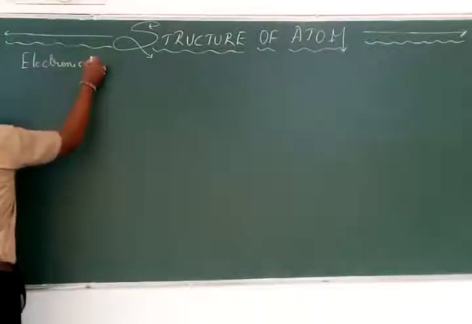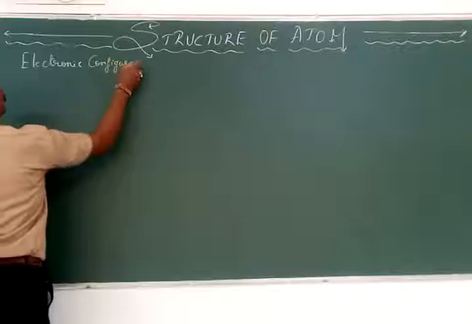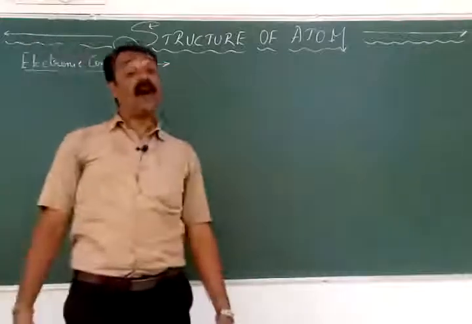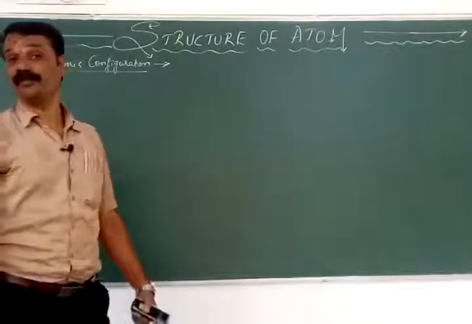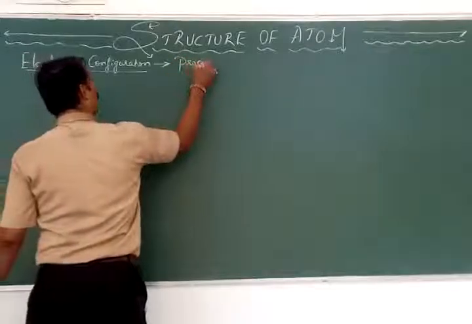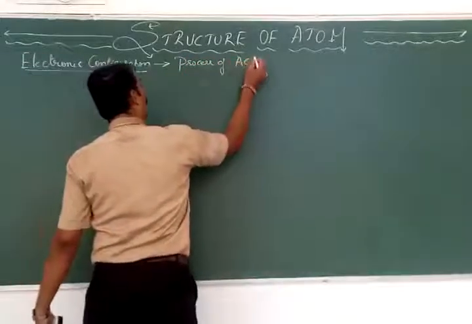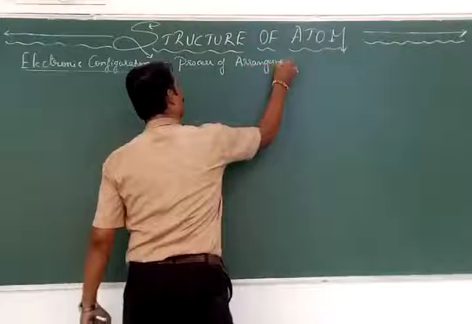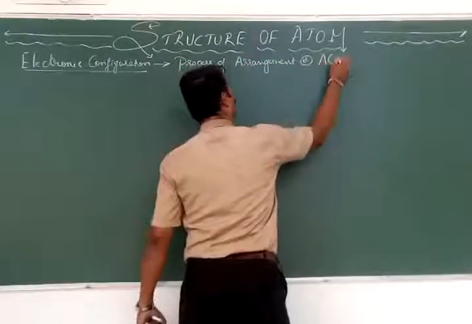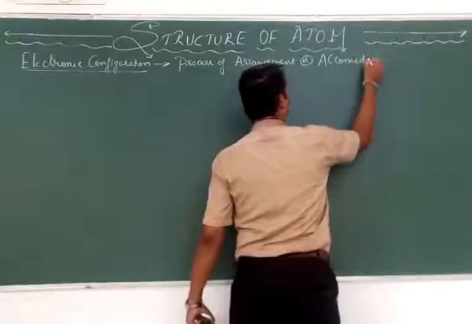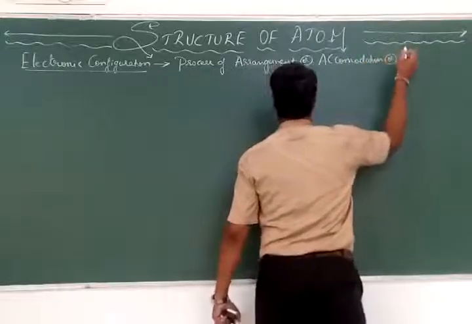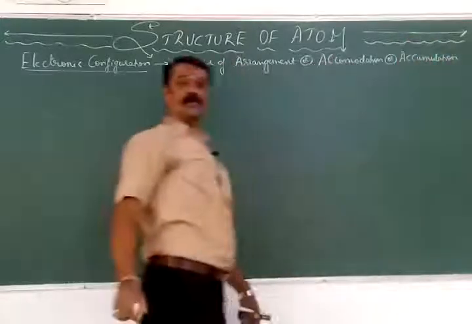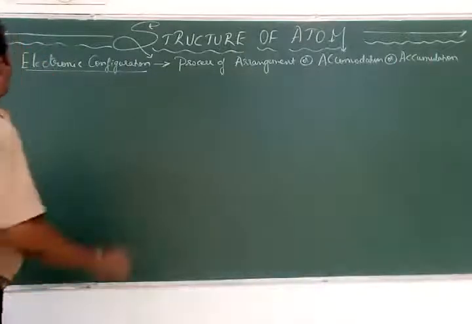So now, what is electronic configuration? Configuration means arrangement, or accommodation, or accumulation. It is the process of arrangement, which is also called accommodation, or sometimes accumulation.